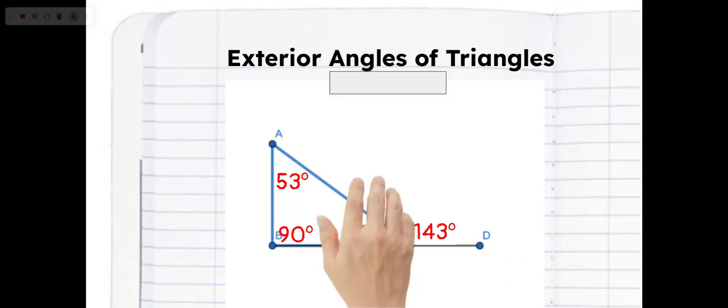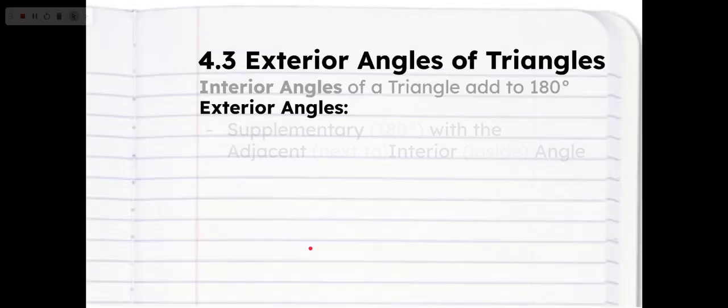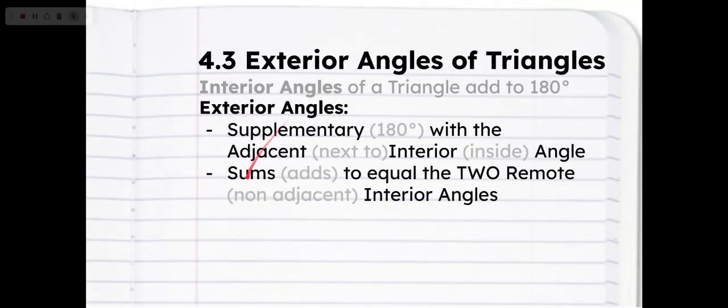Now if I cover up my adjacent angle, is there another way to find out that this is 143 degrees? Hopefully you realize that these two other angles, when I add them together, are going to equal my exterior angle. These other angles that are not adjacent are called remote interior angles, or non-adjacent angles. So another way is that the exterior angle sums, or adds up, to equal the two remote non-adjacent interior angles. So the two angles it's not touching inside the triangle, if you add them up, you get the exterior angle.